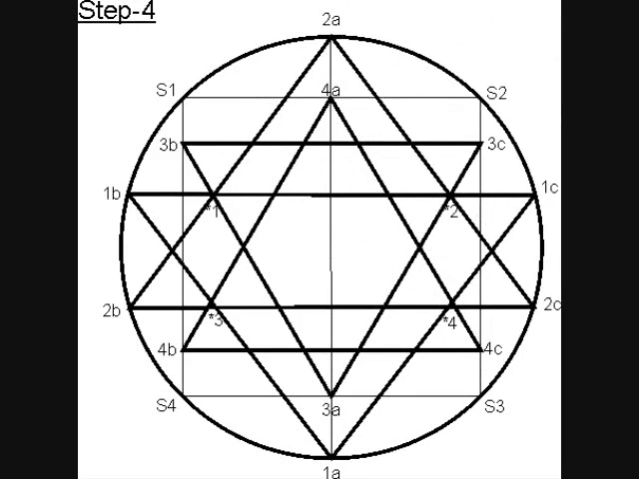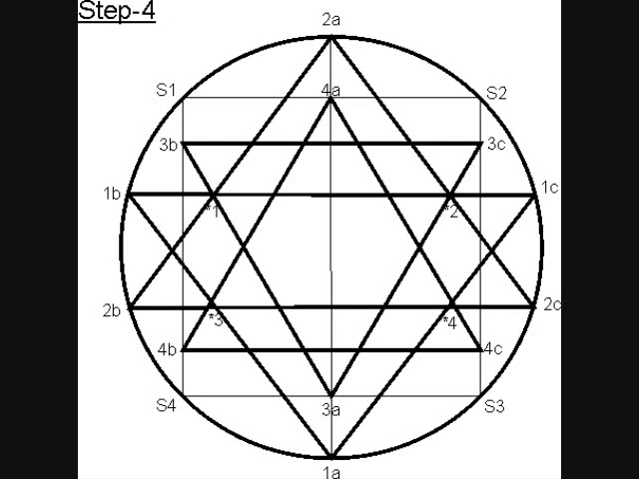Remove the temporary mark star 1 and star 2 drawn in step 3. Mark the two crossings by side lines of triangle 1 on 2, B2, C, as star 1 and star 2. Mark the crossing of 1 to 2A and S1, S2 as 4A.